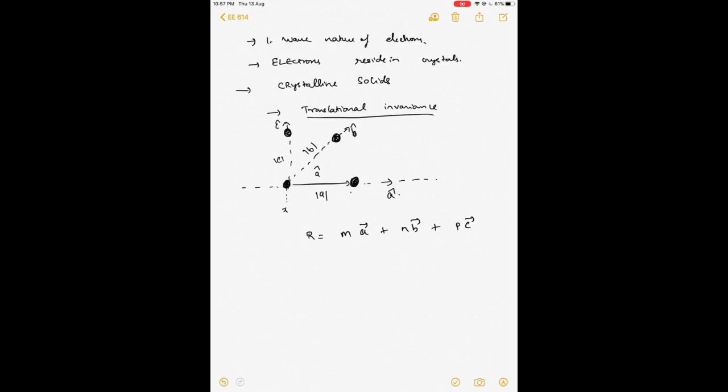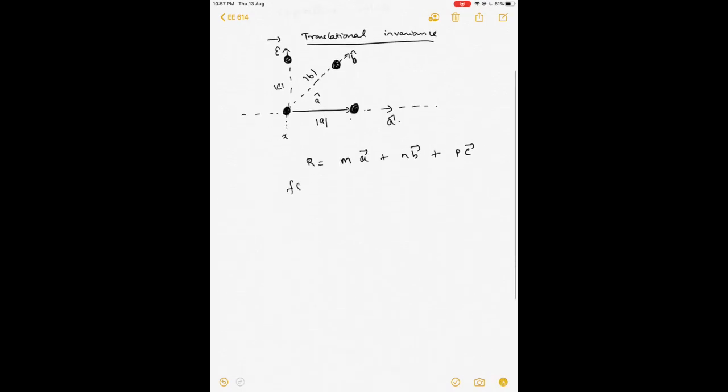Another way to write this is the summation over m, n and p is r. This is pretty straightforward, right? For any value of r which is integral numbers of a, b or c, we get a 1, otherwise it's all zeros, and at each of the 1 points you have an atom, right?